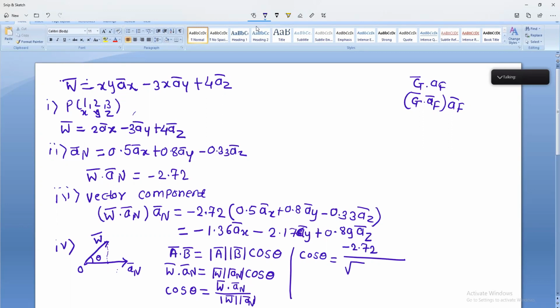It is equal to square root of, W bar is equal to 2 A bar X minus 3 A bar Y plus 4 A bar Z. So it is equal to square root of 2 square plus minus 3 square plus 4 square, into now mod of A bar N. Now tell me what is mod of A bar N. Mod means magnitude.